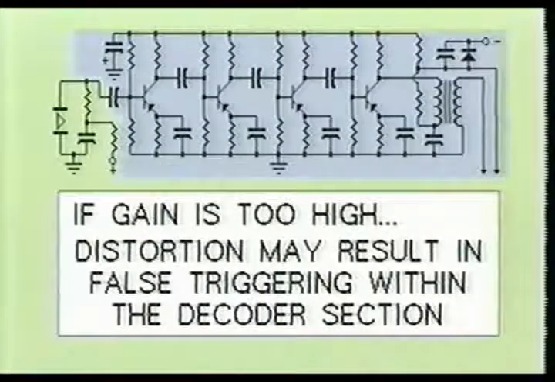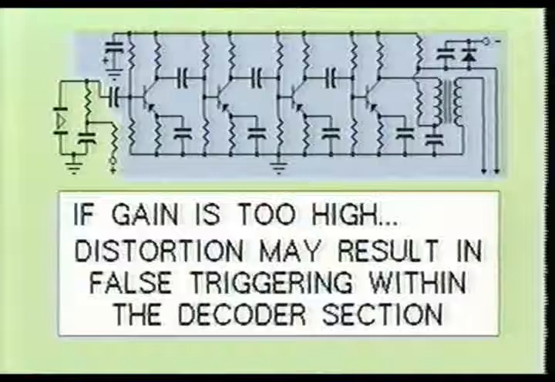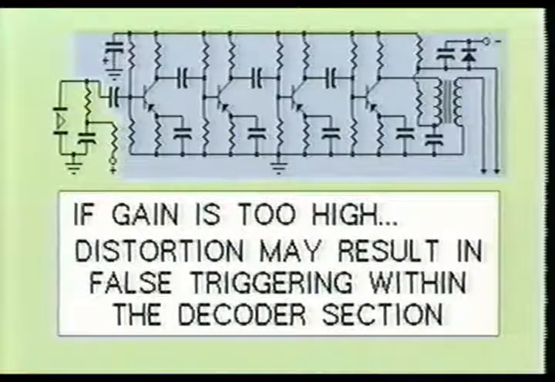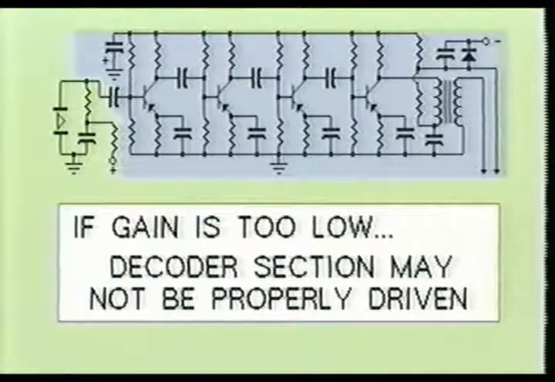If the gain of this amplifier string is set too high, distortion occurs and false signals may trigger one of the unselected functions within the television receiver. In other words, the television receiver may not respond correctly to the command given by the ultrasonic transmitting unit. If the gain is set too low, some of the functions may not work at all. As you can see, the correct gain setting is very important for the proper operation of the remote control system.